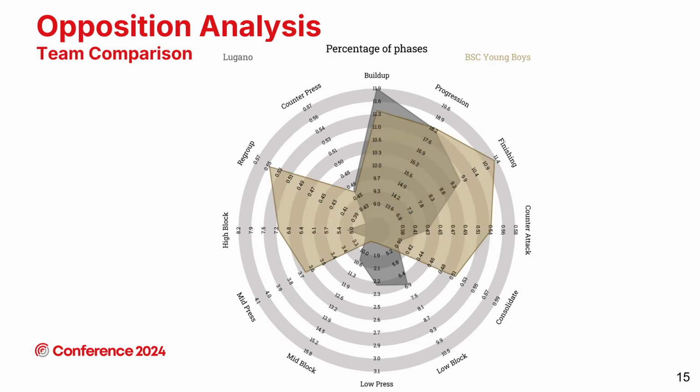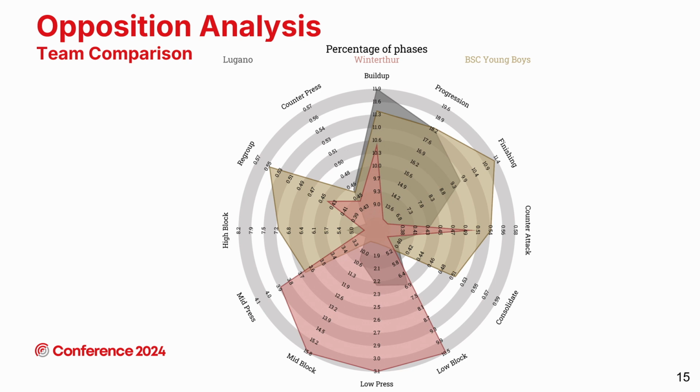Now, adding Young Boys' data, the winners of the league that season, we can see that as Lugano, they have very high data in all in-possession phases, especially in finishing in this case. They also have a quite high value in counter-attack, and without the ball, they have a very high value in high block. Finally, we add Winterthur's data, the newly promoted club that season.